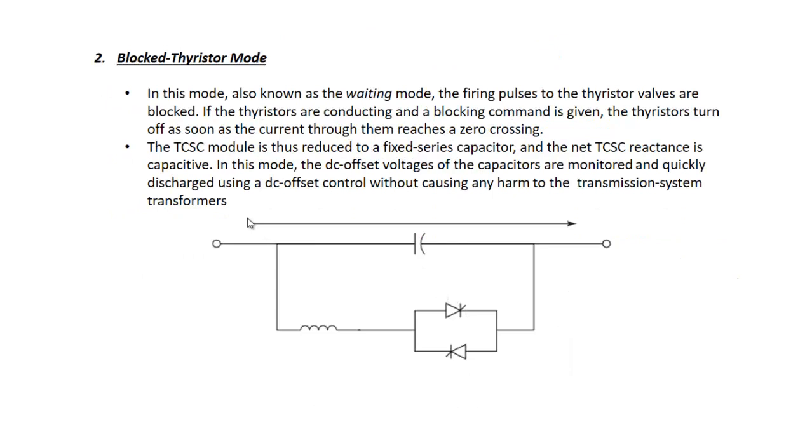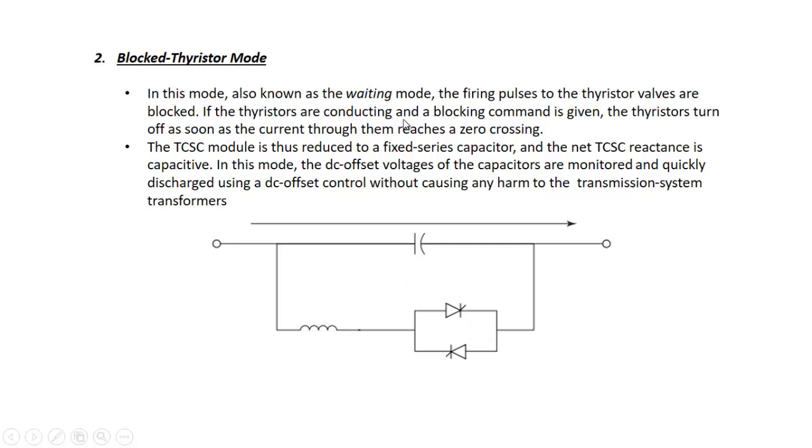Another thing is the block thyristor mode. This is very simple. In this mode, which is also known as waiting mode, the firing pulses of the thyristor valves are blocked. We're not giving firing pulses to these thyristors, or we can say BTCR will be equal to 0. So this will act as an open circuit.